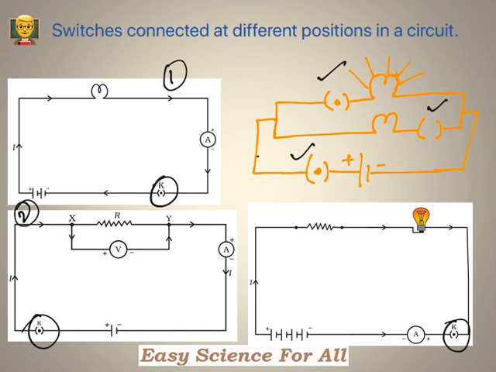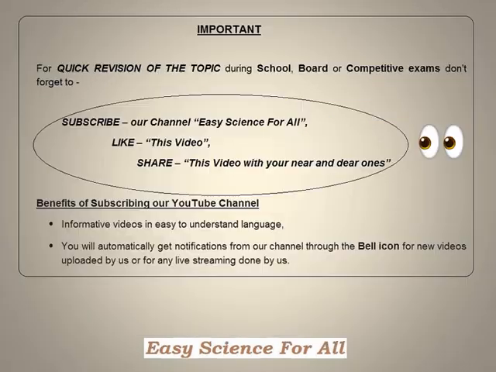So the current is flowing something like this. Current is flowing through this, and as a result this bulb is glowing. But this bulb number 2 is not glowing. Why? Because the plug key is open in this case, so no current is flowing through this part of the circuit. And this is how you can connect the plug key in different parts of the circuit as per your requirement. So that's it for now.